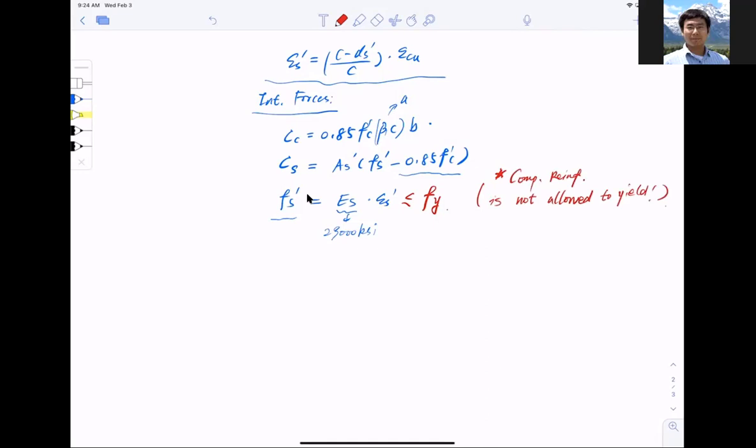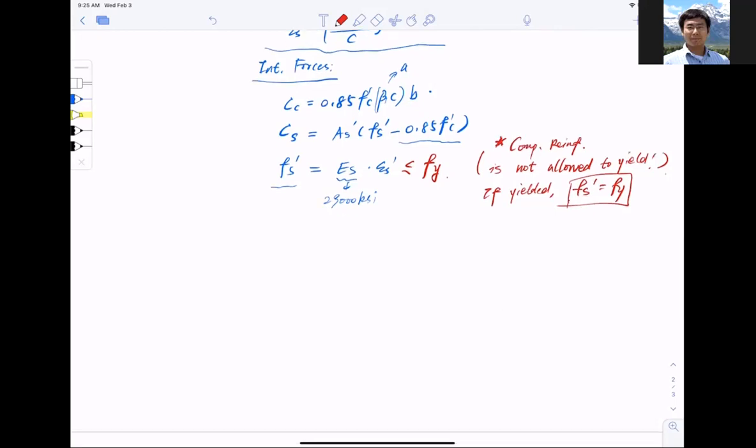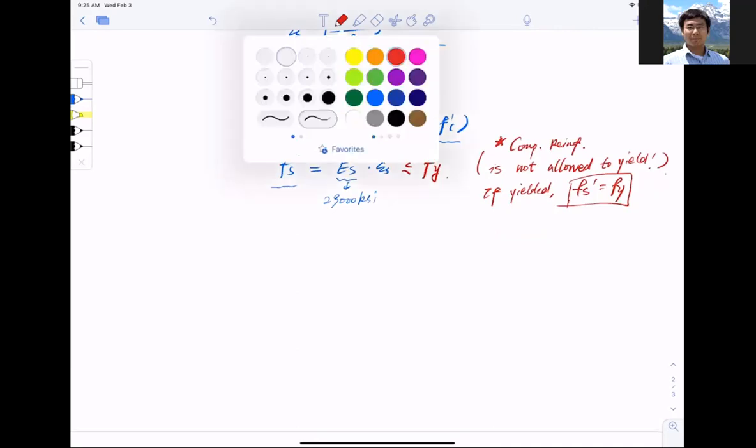Now you say, in the extreme case, what if the steel has indeed yielded? Which is bad. If yielded, we have to use F S prime equal to Fy. That's it. So it's capped. But honestly, we don't prefer the compressive reinforcement to yield. If your compressive reinforcement yielded, either you provided too little reinforcement or your section is inadequate, the section is too small. We will talk about that case when we cross that bridge, but for now that's all we want to say.